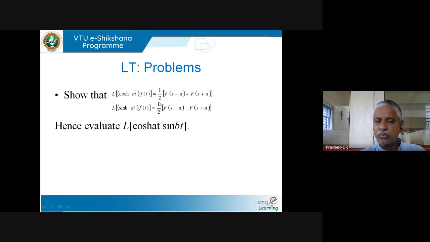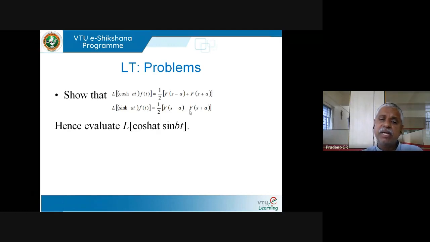Let me first find the Laplace. What does this say? When I multiply a function by hyperbolic sine or cosine, I can find the Laplace transform very easily. If I know Laplace of f, I know Laplace of hyperbolic cosine times f, or hyperbolic sine times f. I just have to follow this formula. It is not necessary to remember this formula; you can very easily derive it. Let me show you how to do that. First, let me do the first one.